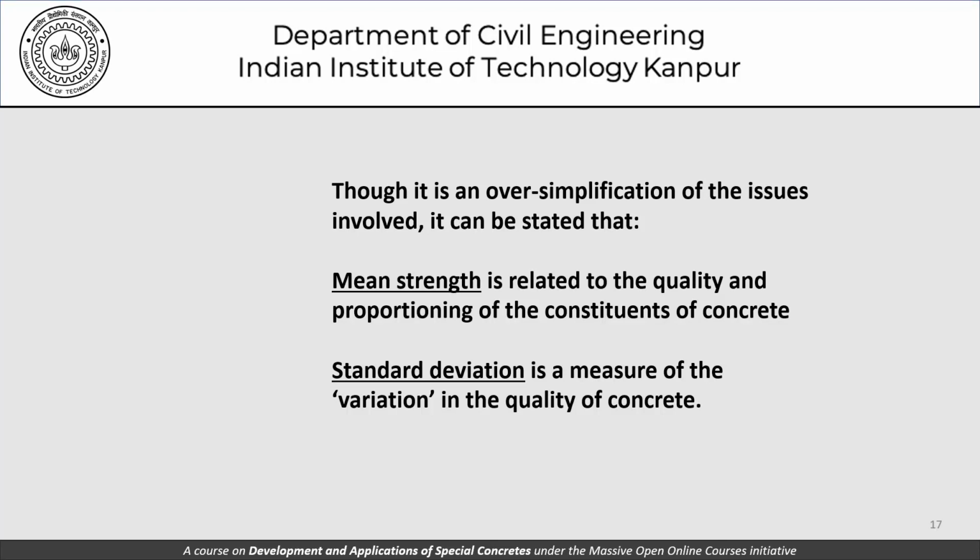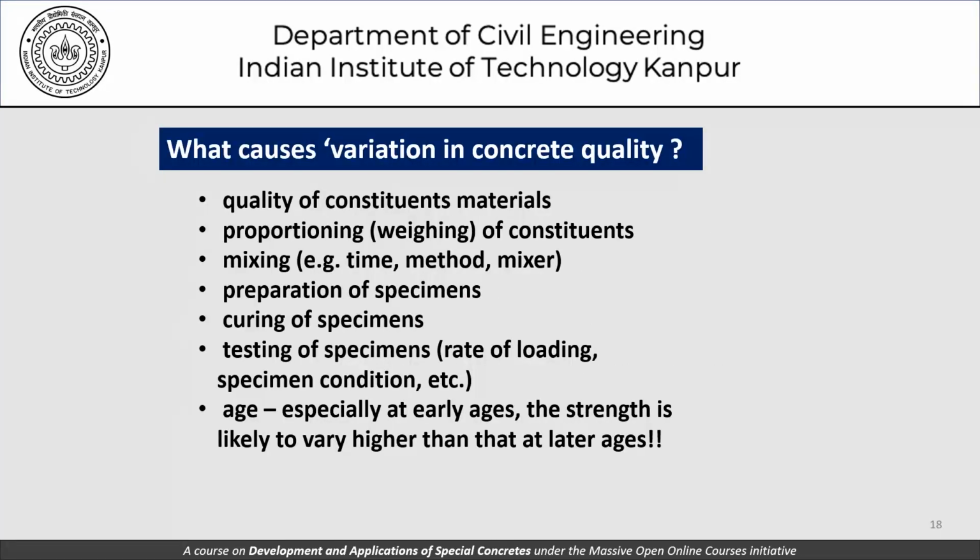Though it is an oversimplification of the issues involved, it can be stated that the mean strength is related to the quality and proportioning of the constituent materials of concrete, and the standard deviation is a measure of the variation in the quality of concrete. What that means is something we'll come to in a minute. Let's first look at the causes of variation in concrete quality.